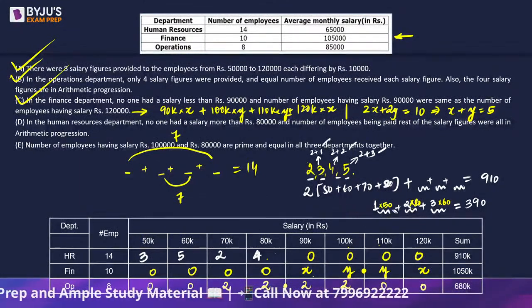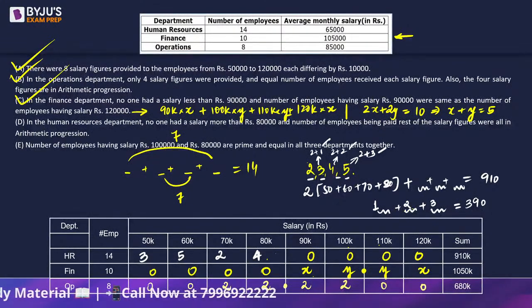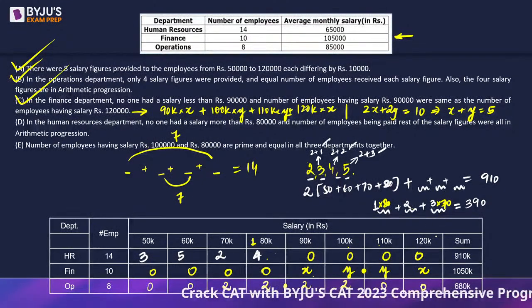Next possibility we can have is if I take 80 to 1. So we have 80,000. We need another 310. So we are done with only one of these. For 310, if I take 3 times 70, so 3 times 70 is 210.